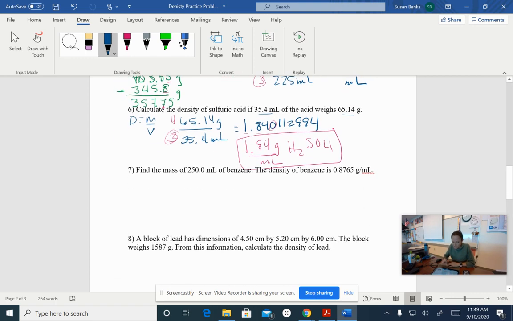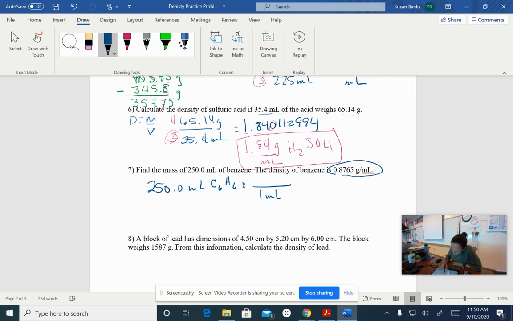Find the mass of 250 mils of benzene. The density of benzene is 0.8765 grams per mil. So once again, we are going to use our unit analysis to figure out how we get to a mass. I'm going to start out with our volume of benzene. So I've got 250 milliliters of benzene, which is C6H6. Okay, I want my milliliters to cancel, so I'm going to put milliliters from my density on the bottom.